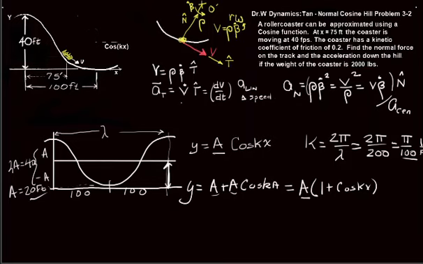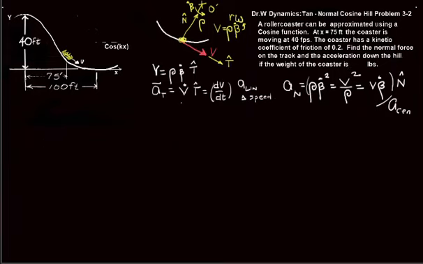So let's clear that away, and recall now that we have A equal to 20 feet, and k is pi over 100 feet to the minus 1. And down here we can define y as A times 1 plus cosine of kx.